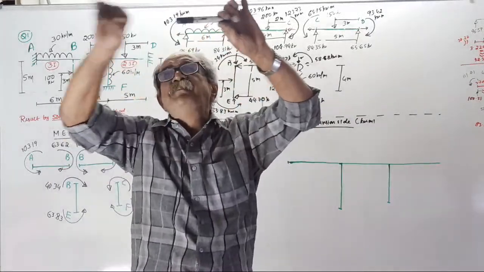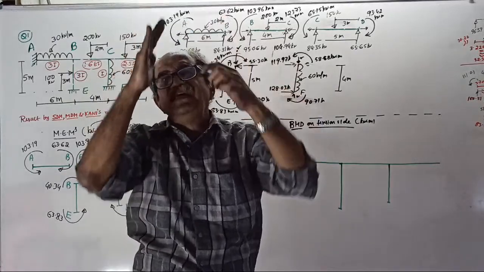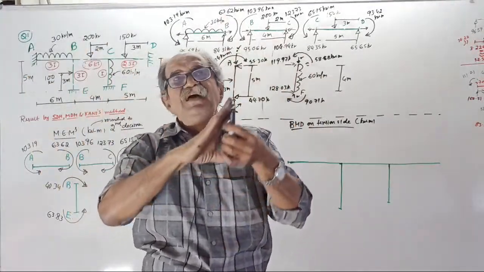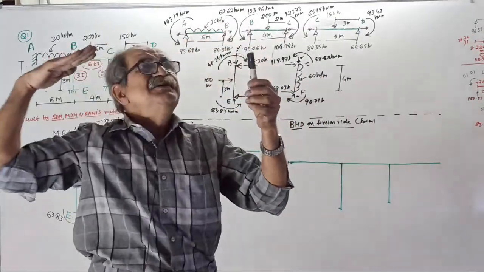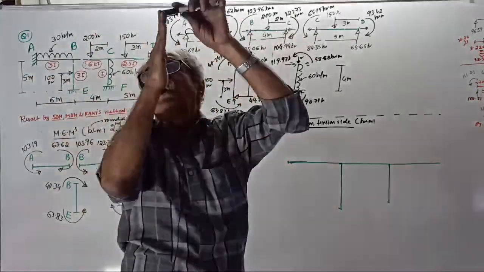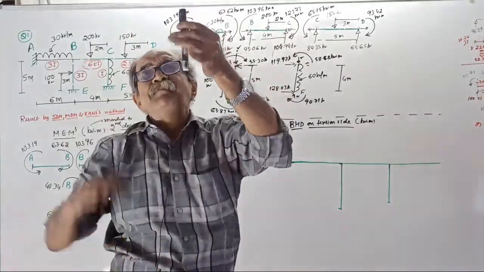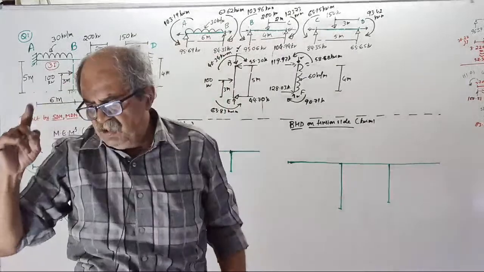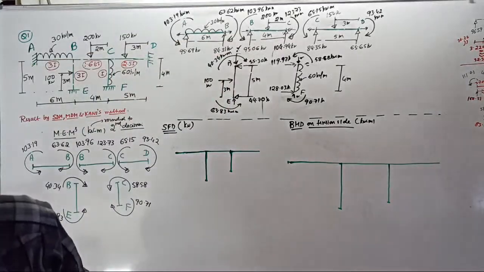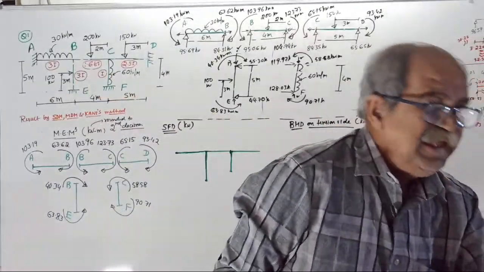For horizontal beam, shearing force is like this. This is already over 100 times. For vertical member, shear force is like this. Clear? For horizontal beam, vertical forces will give shear. For vertical member, horizontal forces will give shear. Full clear? Okay, now start. I won't explain much because everybody can draw.